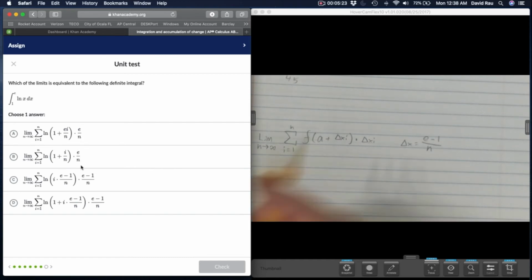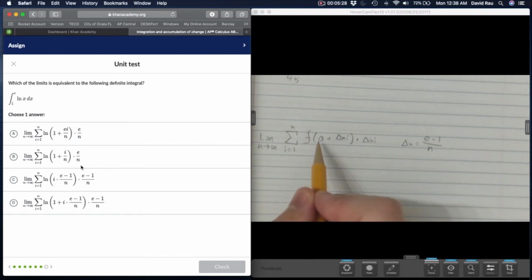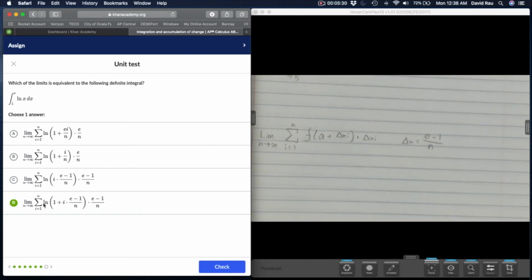The question is, where do you see a plus delta xi? And a, again, is that bottom value. A is 1, and so this is the correct answer. I see a plus i times delta x, or in other words, a plus delta xi.